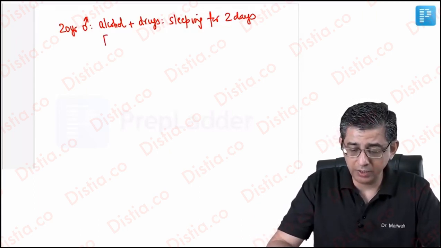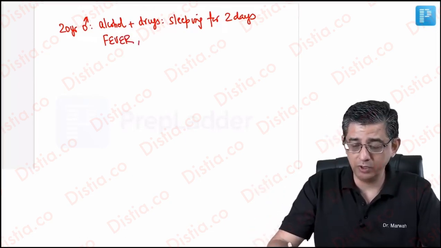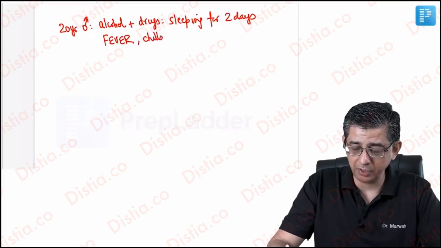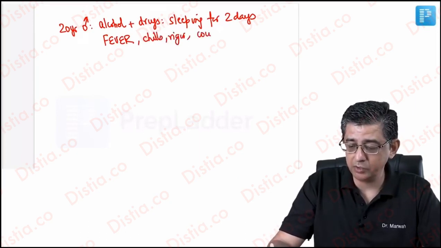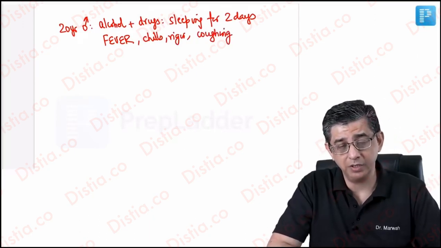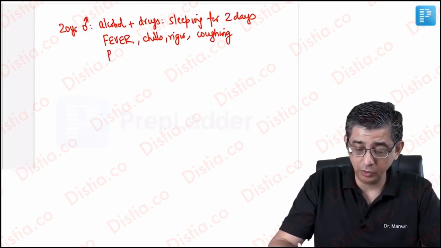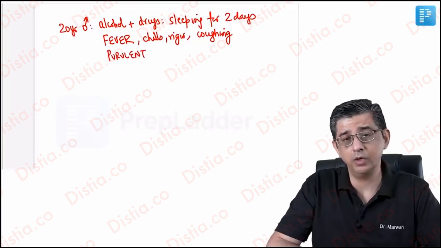But after 2 days, when the intoxication reduced, he woke up with high-grade fever associated with chills and rigors. He was also coughing badly. This was a productive cough. There was purulent bronchorrhea present. So that's when you start understanding that there could be a lower respiratory tract infection that has developed in this patient.